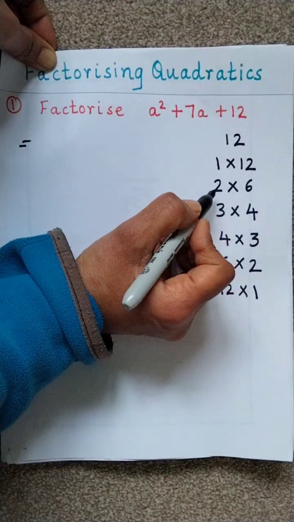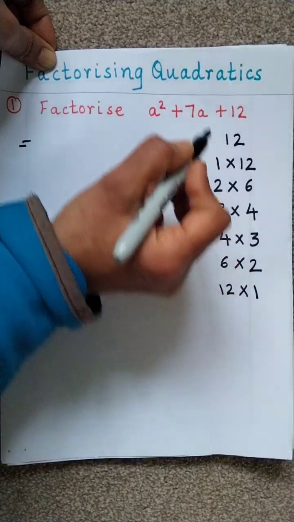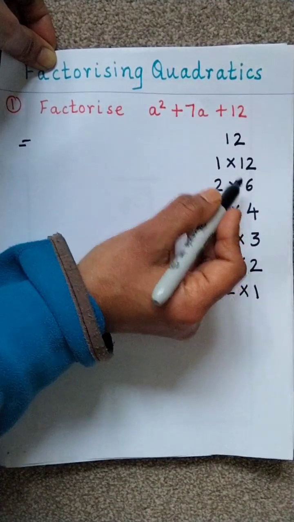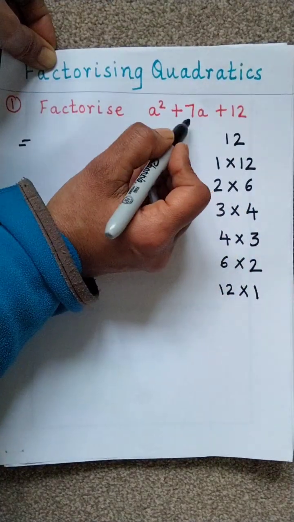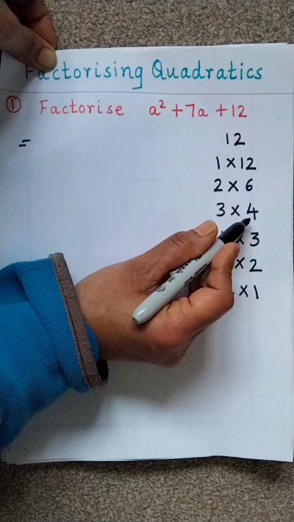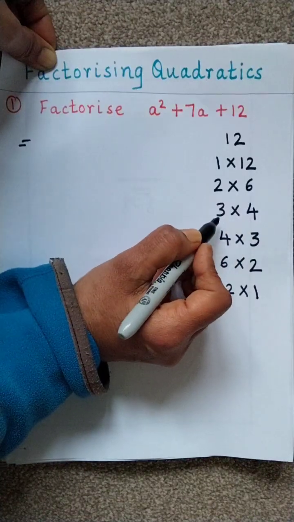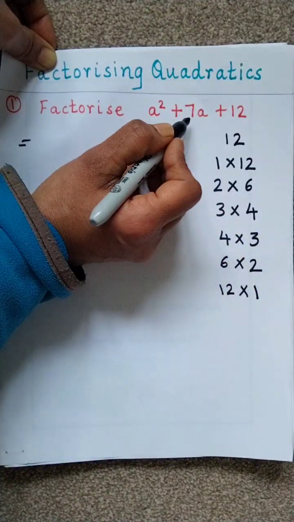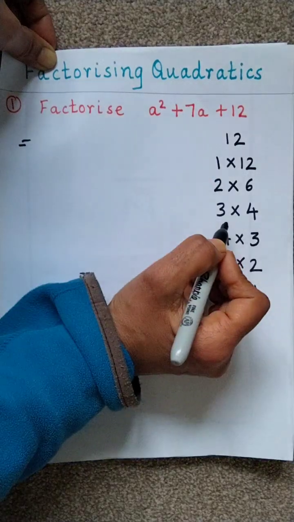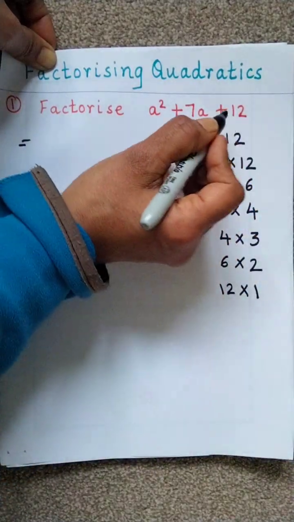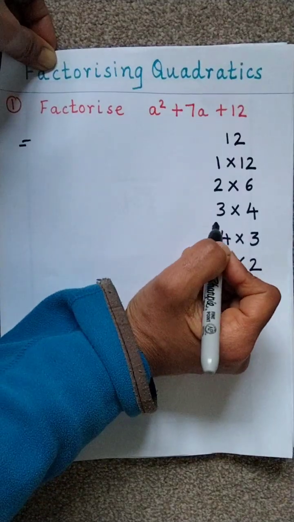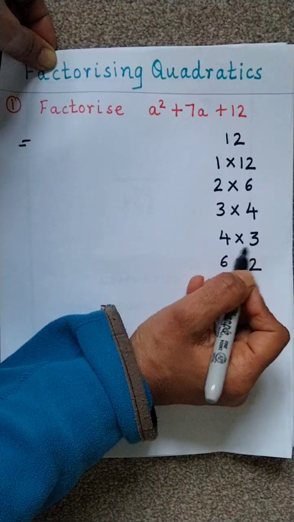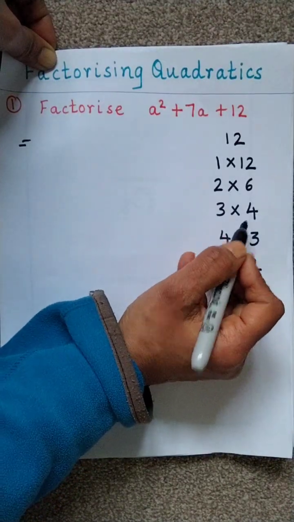Okay, next option, 2 plus 6, it does not turn to 7. 2 plus 6 is 8. Product is 12 but the sum is not 7. Next, 3 plus 4. What is 3 plus 4? 7. So the sum is 7, and when we multiply 3 times 4, we get 12. So we can select 3, 4, or even 4, 3 as well.